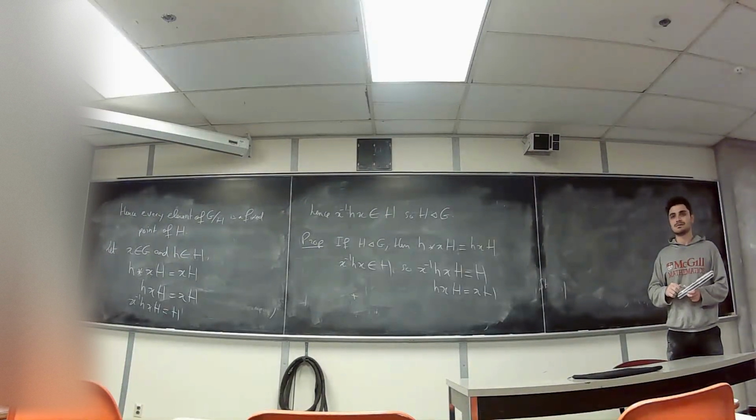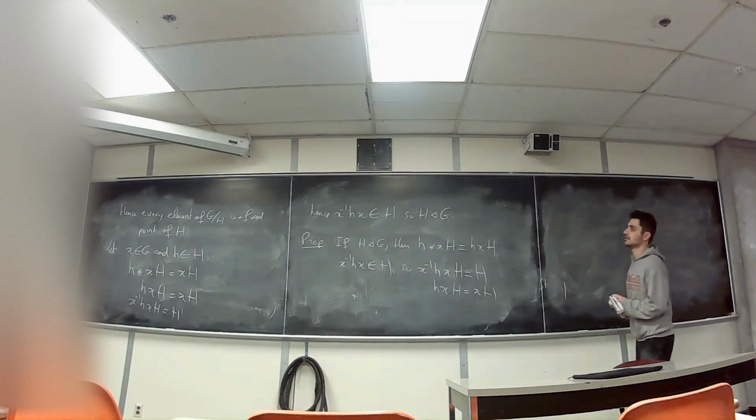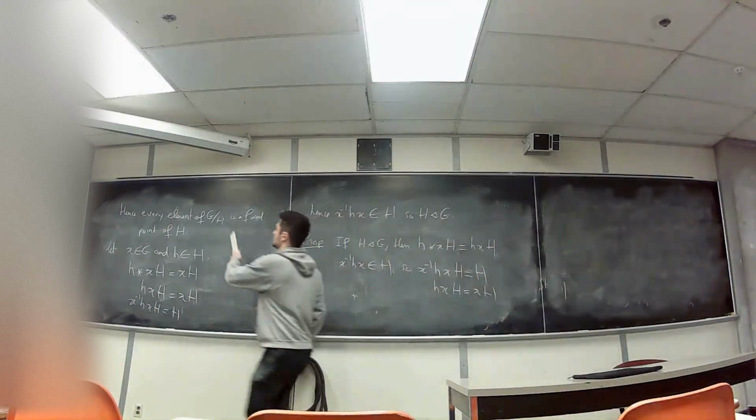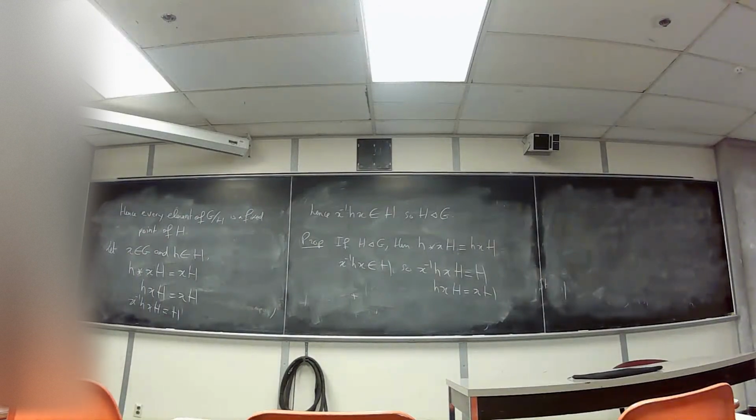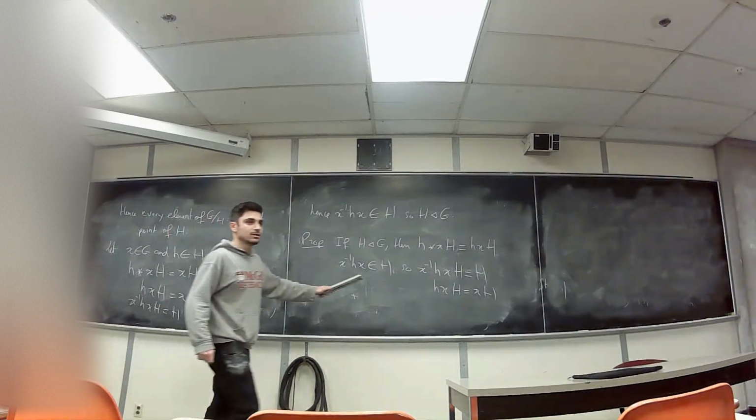And does that say G is a left coset of H, or is that G divided by H, G mod H? G slash H. This is the set of left cosets. Okay, yeah. Okay. Are we good here?